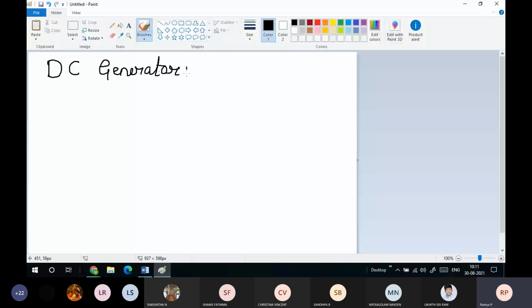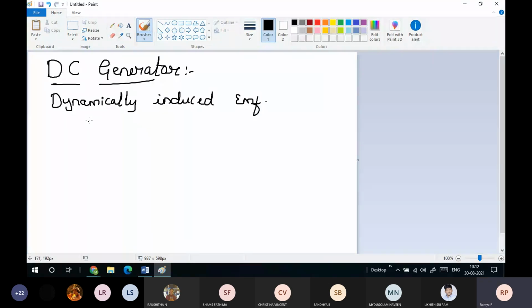As I told you, whenever we talk about the working principle of a DC generator, consider any kind of generator, all generators work on the principle of dynamically induced EMF. You know the word EMF? Dynamically induced EMF. I'll tell you what this dynamically means.